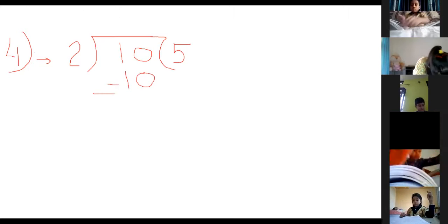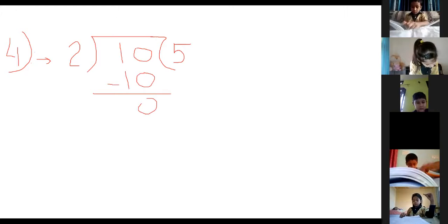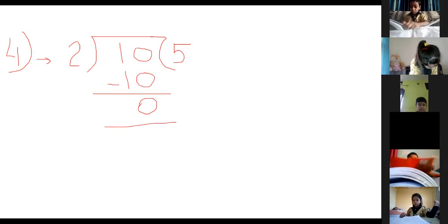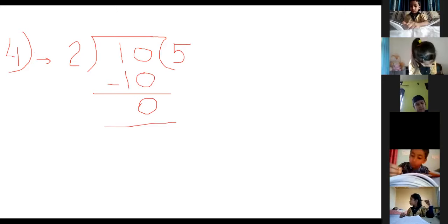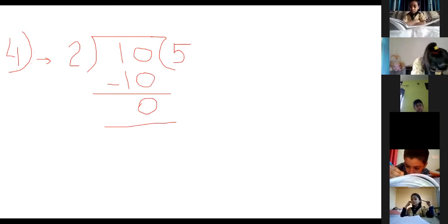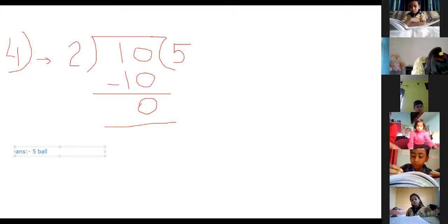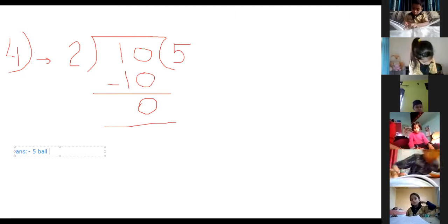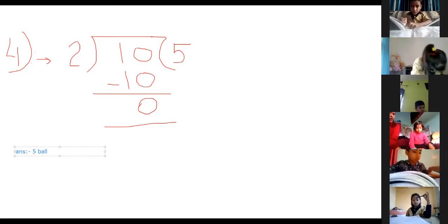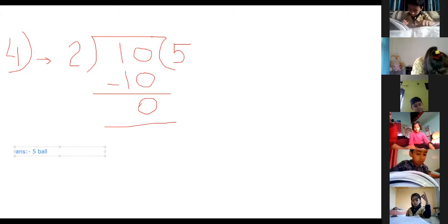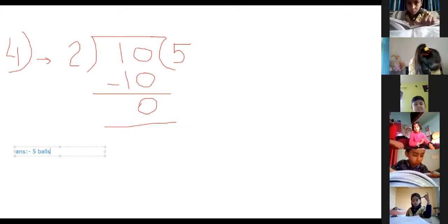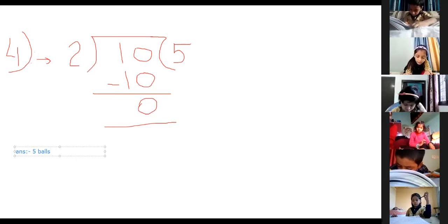And we will do the minus. 10 minus 10 is equal to 0. We can put a circle or we can make a 0 here. Now we have to write down the answer here, and the answer is 5 balls. 5 balls to one child, okay? Or 5 balls to one boy. Do it in your copy quickly. Do it quickly in your copy, beta.